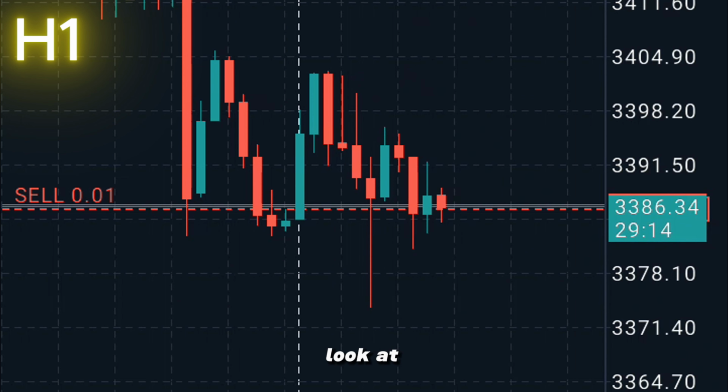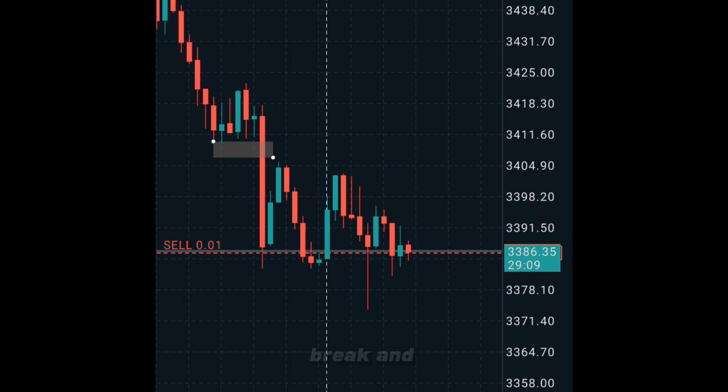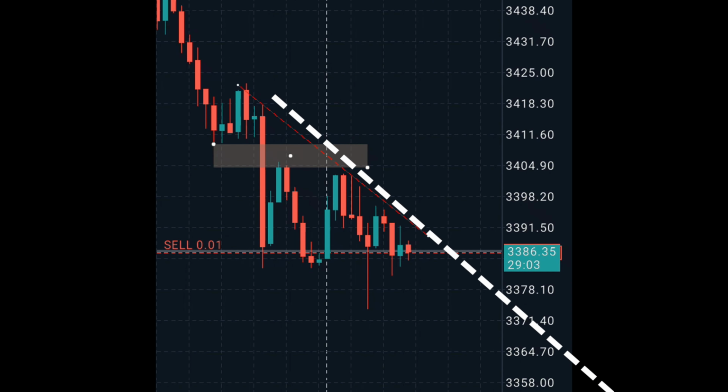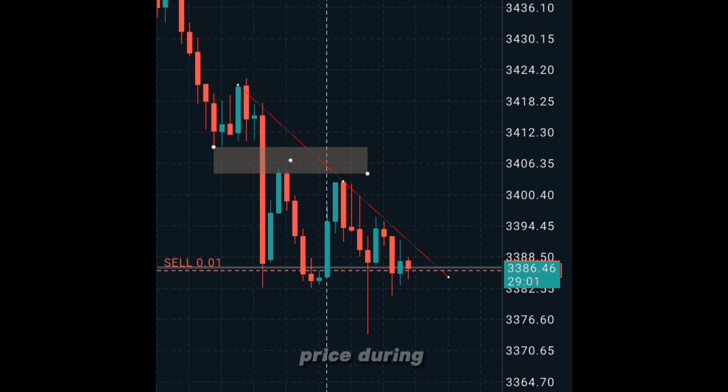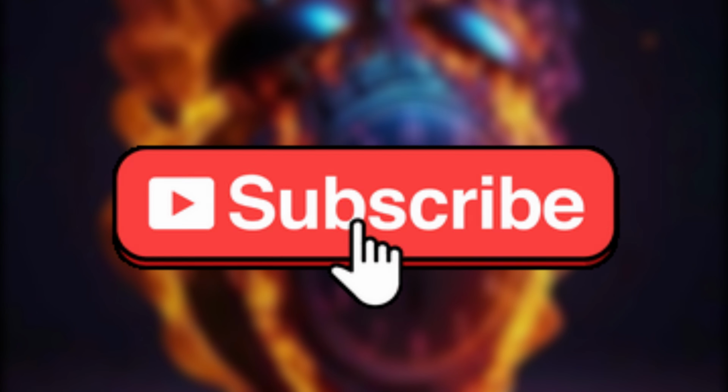Now let's take a look at H1. By watching carefully, notice that gold is downtrending. I see this bearish break and retest, and price is also respecting the sell trend line perfectly. I will monitor the price during New York session, then exit once I see profits.